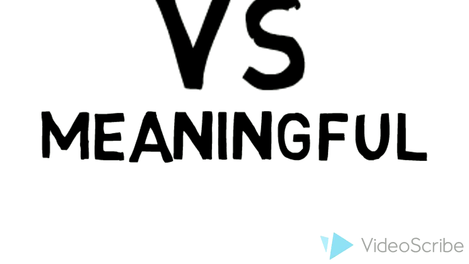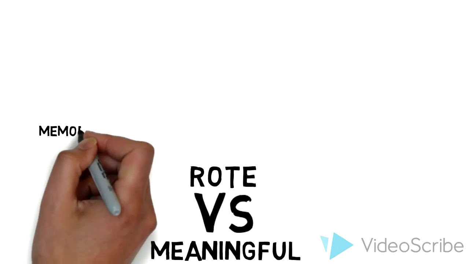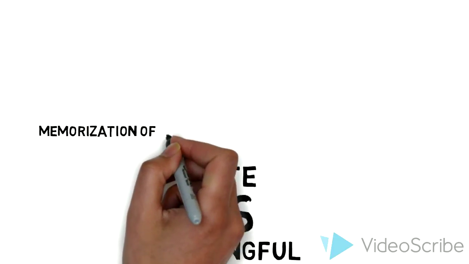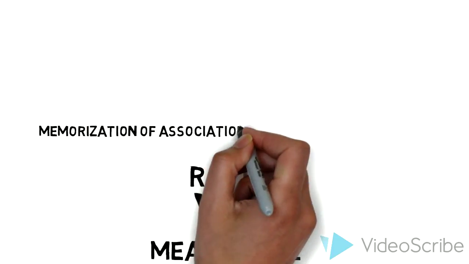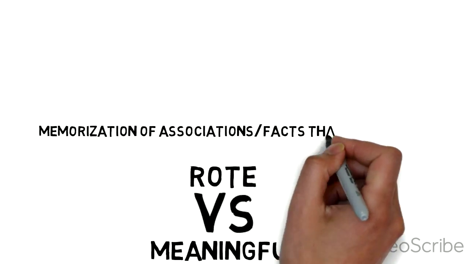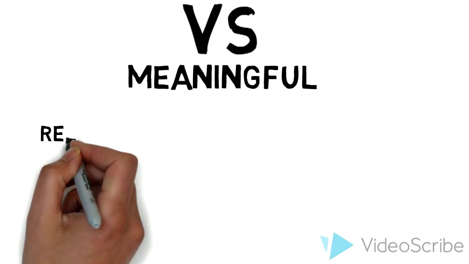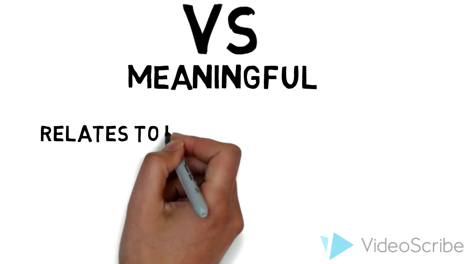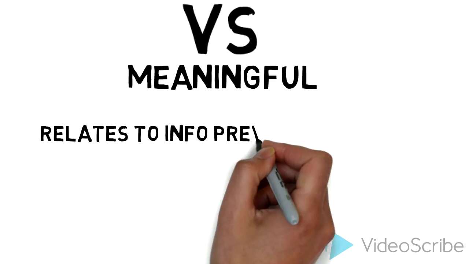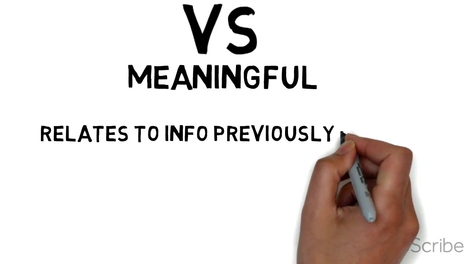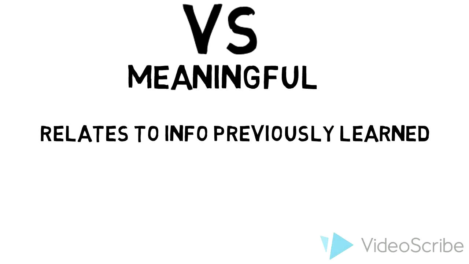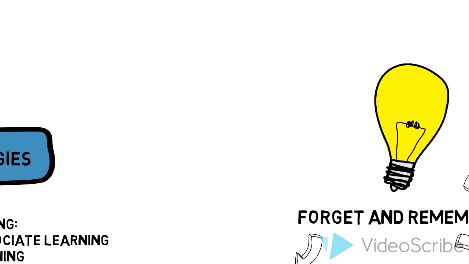We move to rote versus meaningful learning. Rote learning refers to the memorization of facts or associations, such as the multiplication tables, the chemical symbols for the elements, words in a foreign language, or the names of bones and muscles in the human body. In contrast, meaningful learning is not random, and it relates to information or concepts learners already have, while inert knowledge is information with limited use that cannot be applied in life. Remember that you need to know how and when to use the information you have.